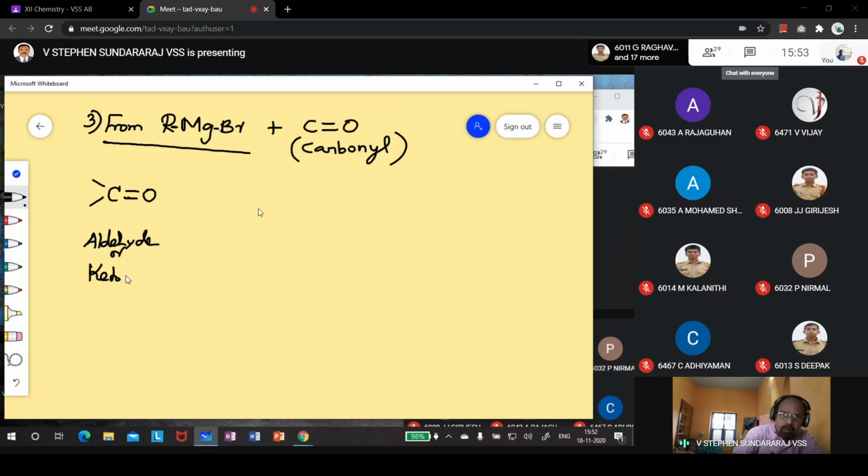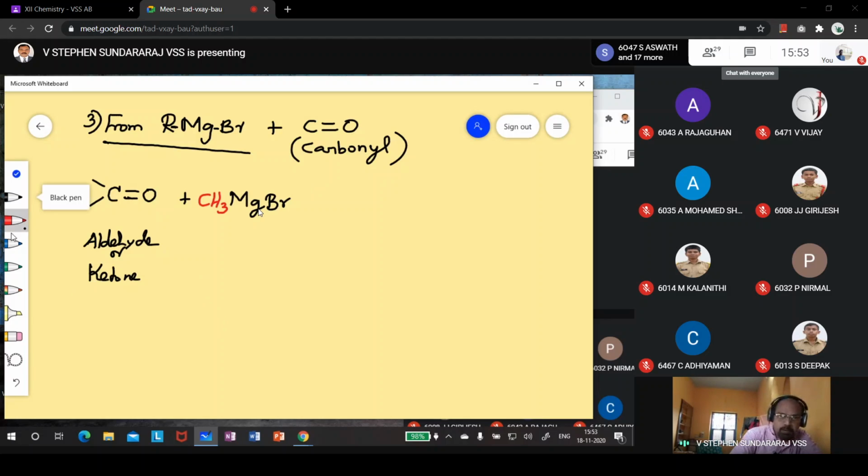And what happens here? We will use the reagent RMgBr, the Grignard reagent. Or if you want, I will take this, because I cannot give it everywhere. Here I am writing the alkyl group as CH3 MgBr.